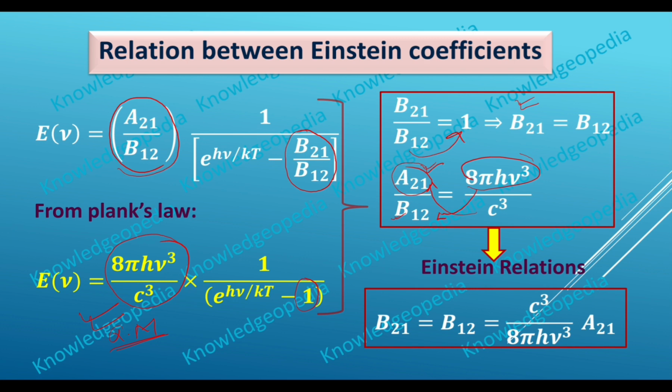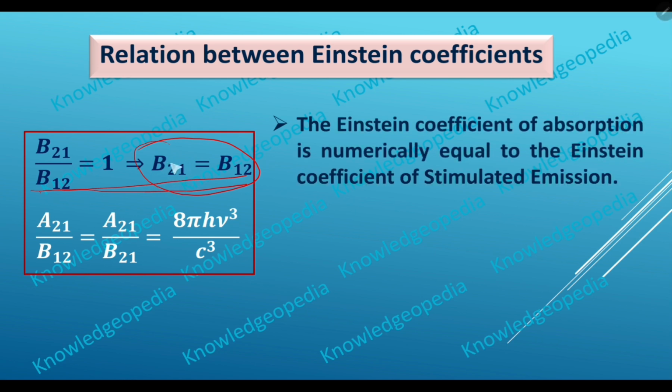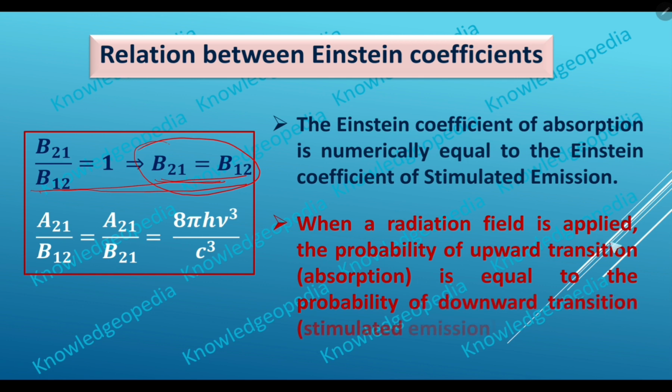Now let us see what conclusions we can draw from these relations. So these are the two relations. First I am considering the first one, that is B21 is equal to B12. Here B21 is nothing but the Einstein coefficient of stimulated emission, and B12 is nothing but the Einstein coefficient of absorption. So from here it is clear that the Einstein coefficient of absorption is numerically equal to the Einstein coefficient of stimulated emission, and these two are related to the rate of absorption and stimulated emission. So I can also write that when a radiation field is applied, the probability of upward transition, that is absorption, is equal to the probability of downward transition, that is stimulated emission.